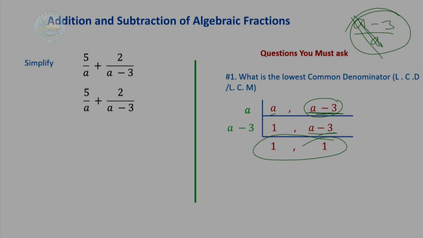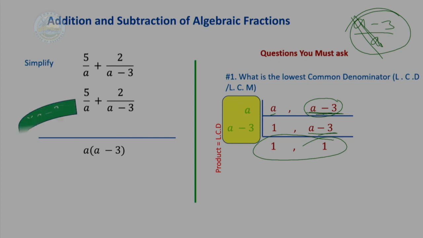So at the end of my problem, my common denominator is going to be, take these here and multiply them. So it's going to be a and a minus 3 being multiplied. The product is going to give me my lowest common denominator. And so my lowest common denominator here is going to be a multiplied by a minus 3. I then ask myself, what need I multiply this a by to get a multiplied by a minus 3? And that is going to be a minus 3.